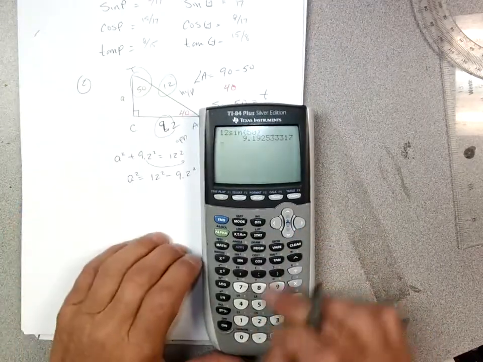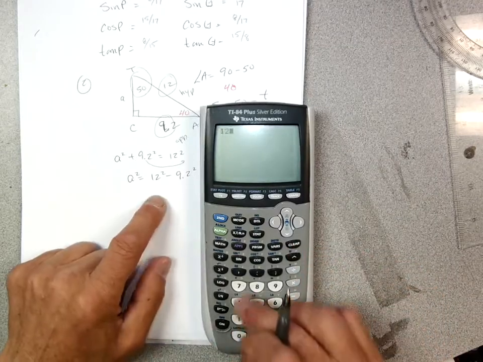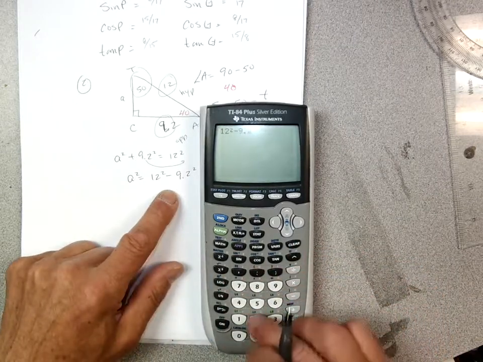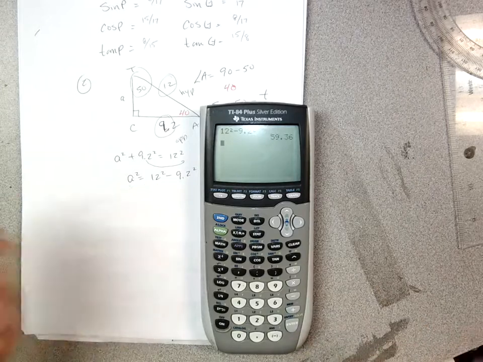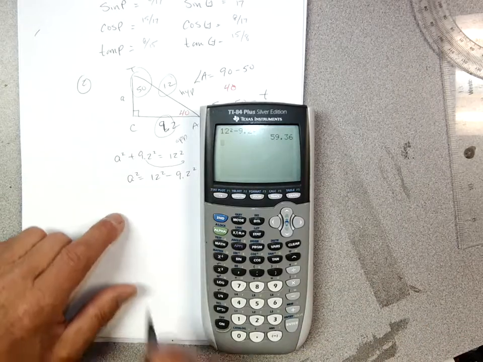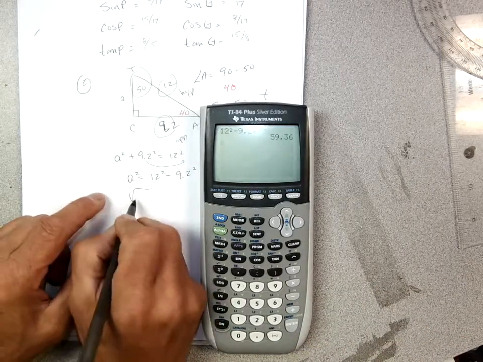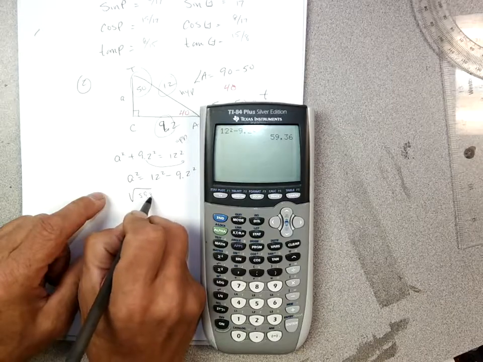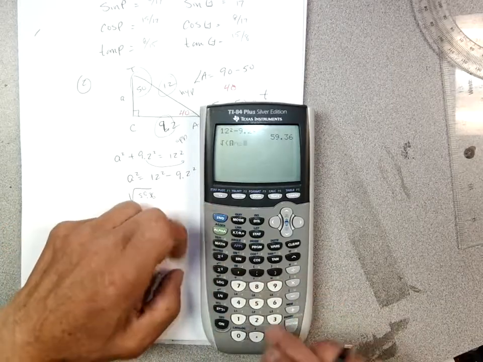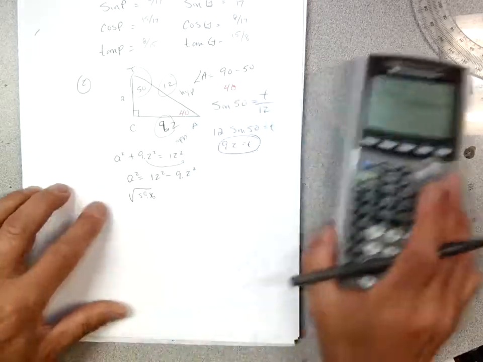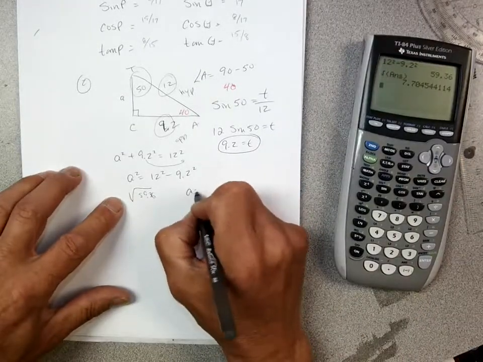So let's put that in there. Let's go ahead and clear. 12 squared minus 9.2 squared. Okay, and I'm going to take the square root of that, because that's a squared equals that. So I take the square root of my 59.36, and I get an answer of about 7.7. So little a is about 7.7.